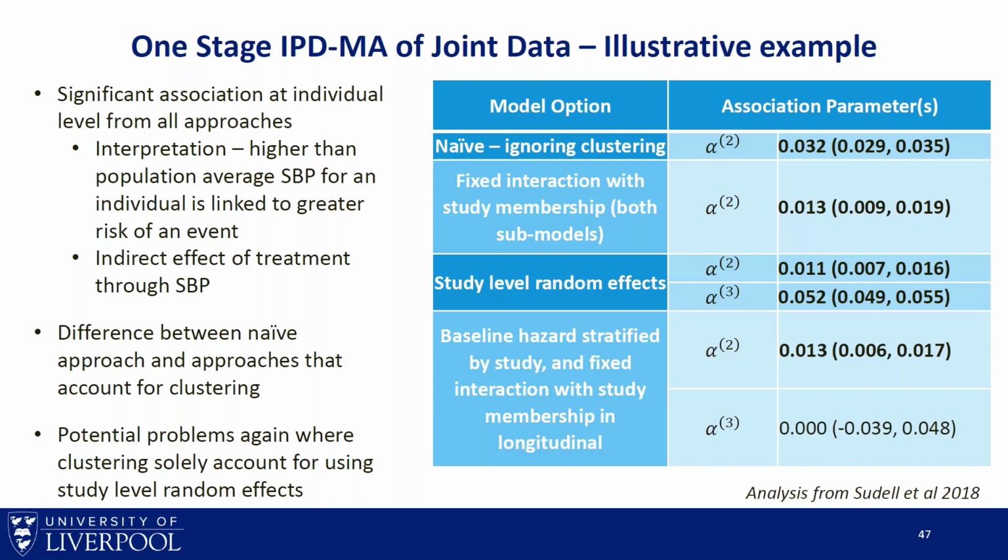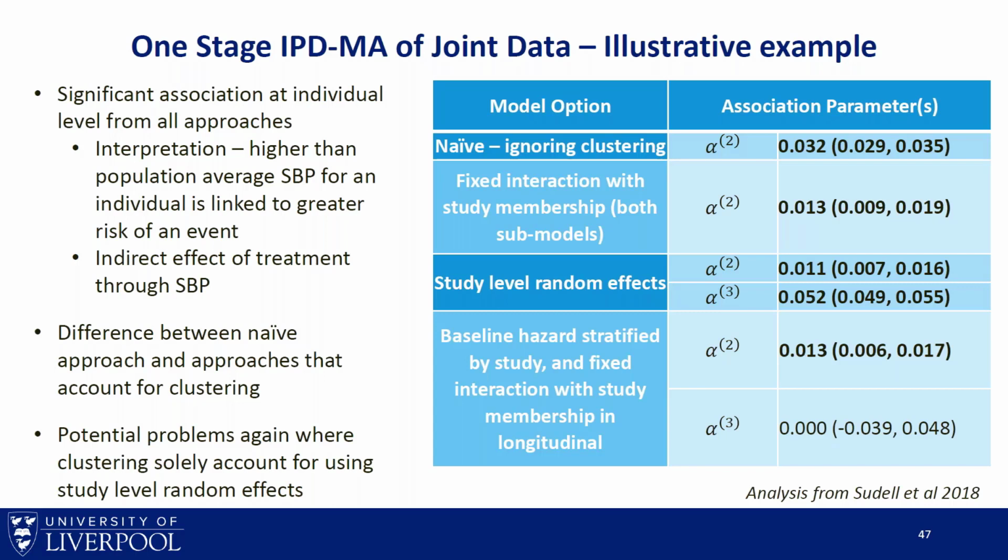We should highlight that the naive approach at the top of the table that ignores clustering produces a very different association parameter than the approaches that do account for clustering. The association parameter is much larger in magnitude. So by ignoring clustering, we're getting very biased results. So it highlights, especially for the association parameter, we should not go anywhere near ignoring clustering.